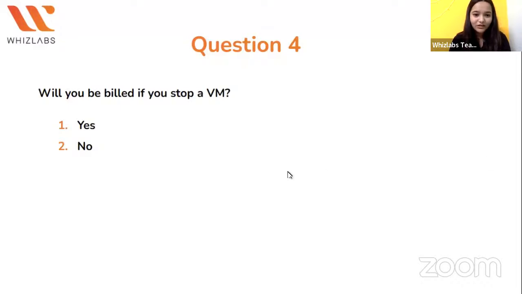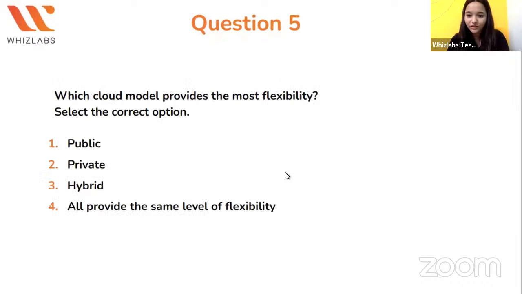Okay, shall we move to the next question? The last from today's quiz. Okay, last question. Which cloud model provides the most flexibility? Select the correct option. There are 4 options. First, public, second, private, third, hybrid, or fourth, all provide the same level of flexibility? You need to select one option. Which cloud model provides the most flexibility?